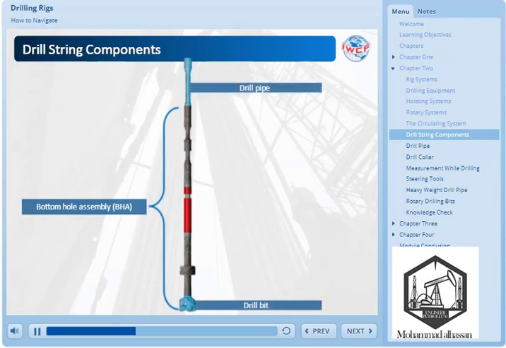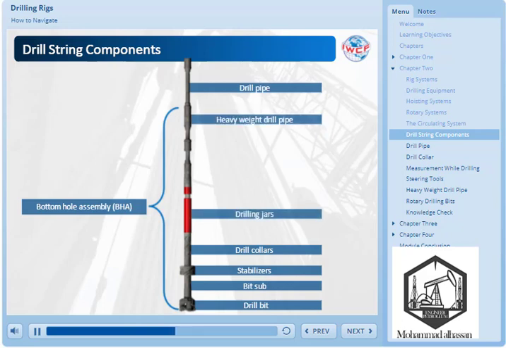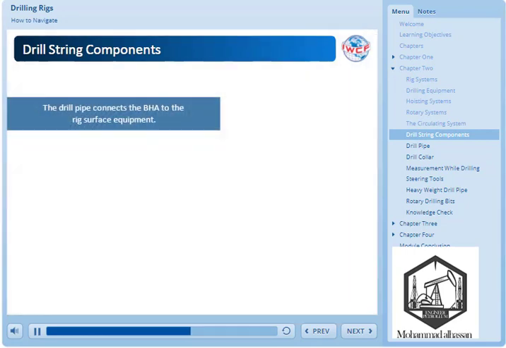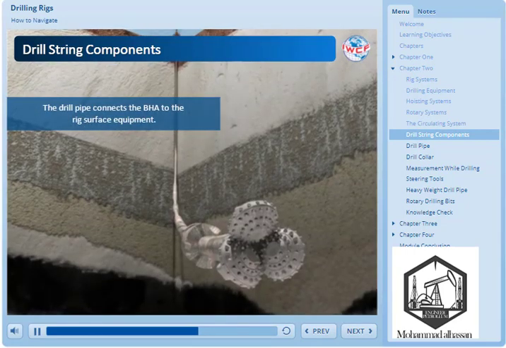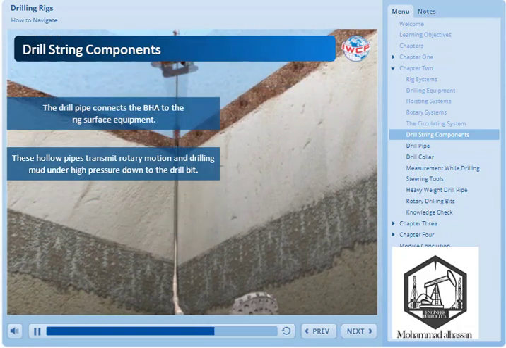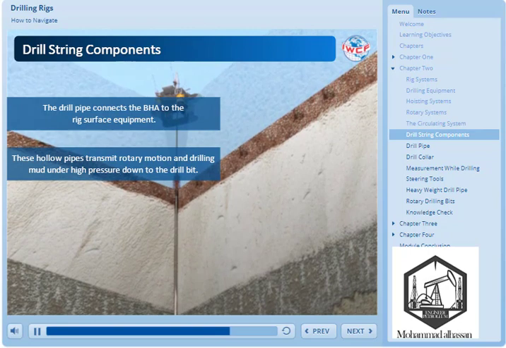The BHA consists of many different components, including the drill bit, bit sub, stabilizers, drill collars, drilling jars, and heavyweight drill pipe, all joined together with screw threads. The drill pipe connects the BHA to the rig surface equipment. These hollow pipes transmit rotary motion and drilling mud under high pressure down to the drill bit.